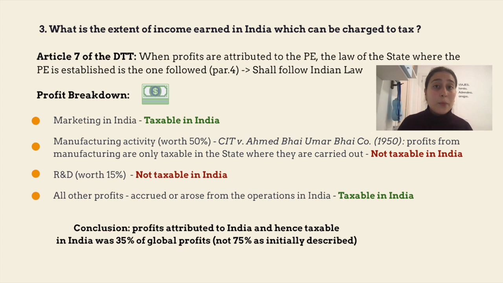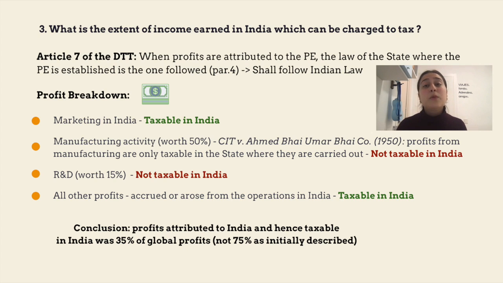When we look at the company's profits breakdown, we see that the marketing activities took place in India, and hence they are subject to tax. However, the manufacturing activity, which was worth 50% of the total global activity profits of the company, was not subject to tax based on the case that you can see on the screen, which established that when the manufacturing takes place in a different country from the sale of the same good, it shall only be taxed in the place where the manufacturing activity takes place.